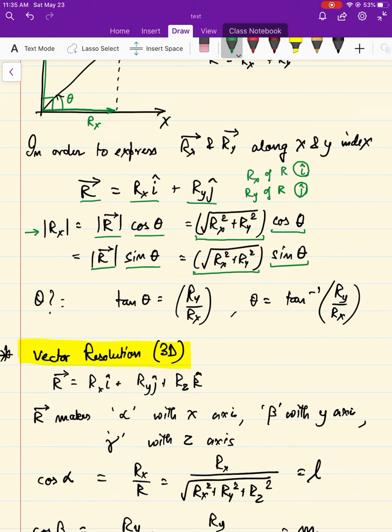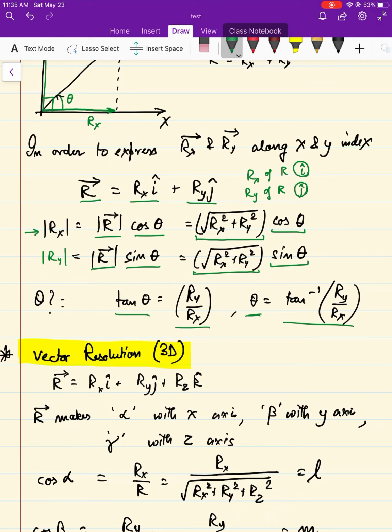Pretty easy, right? That is simply an expression of how to calculate. So I must write here Ry, something I forgot, but yeah, that's Ry. And then for theta, you have tan theta is equal to Ry by Rx. Theta is equal to tan inverse of Ry by Rx, and that is how you calculate the angle theta which R makes with the horizontal direction, or the x-axis.